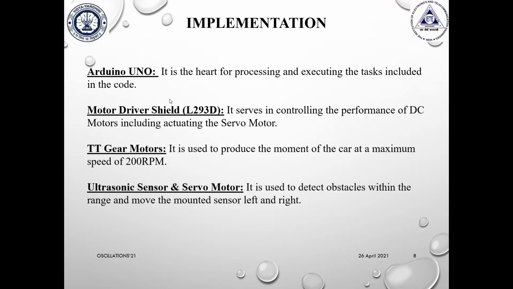Then we have the ultrasonic sensor and the servo motor. It is used to detect obstacles within the range, and whenever an obstacle is detected, it will move left and right using the servo motor in order to see the surrounding area as well. The ultrasonic sensor has several pins such as VCC, trigger, echo, and ground. With the help of the trigger pin, it goes high for about 10 microseconds to initialize, that is, whenever it wants to take any measurement. That is the transmitter and the receiver section.